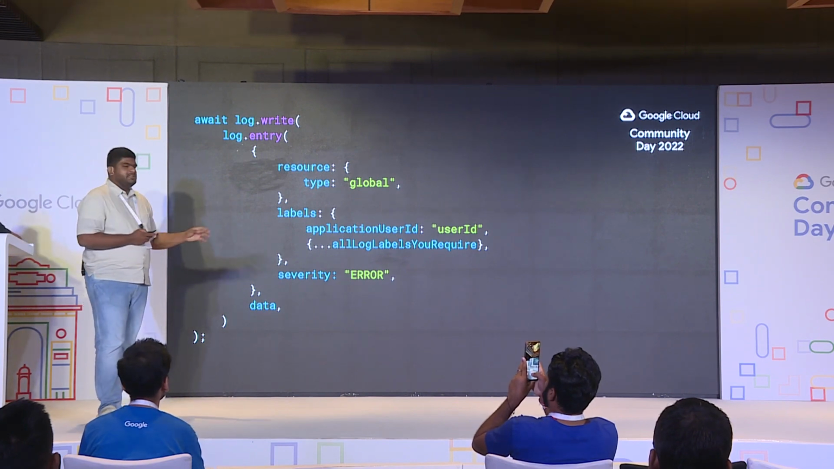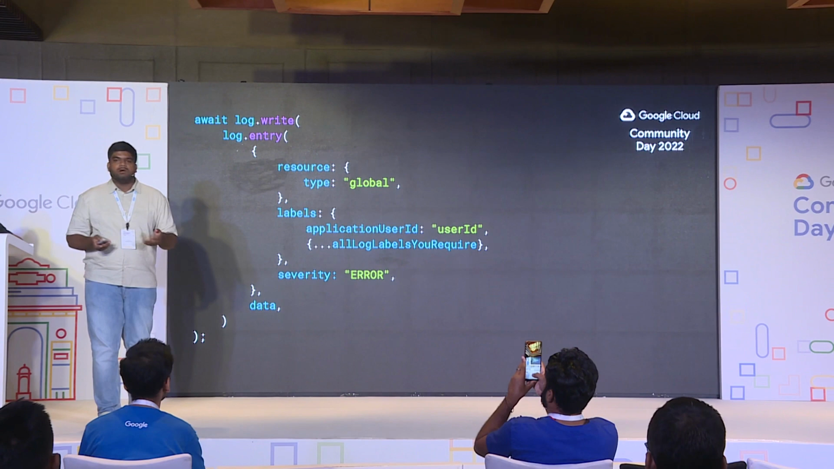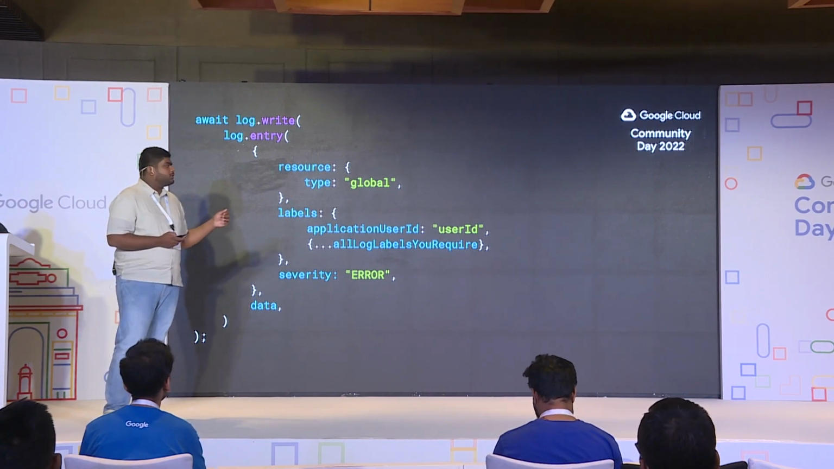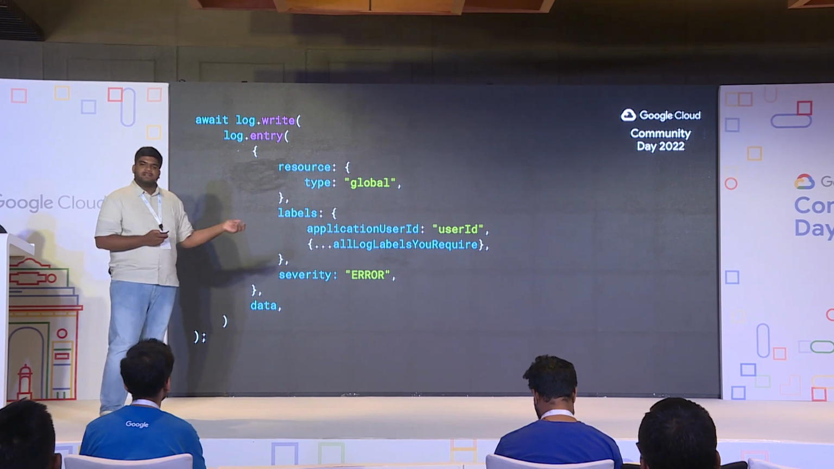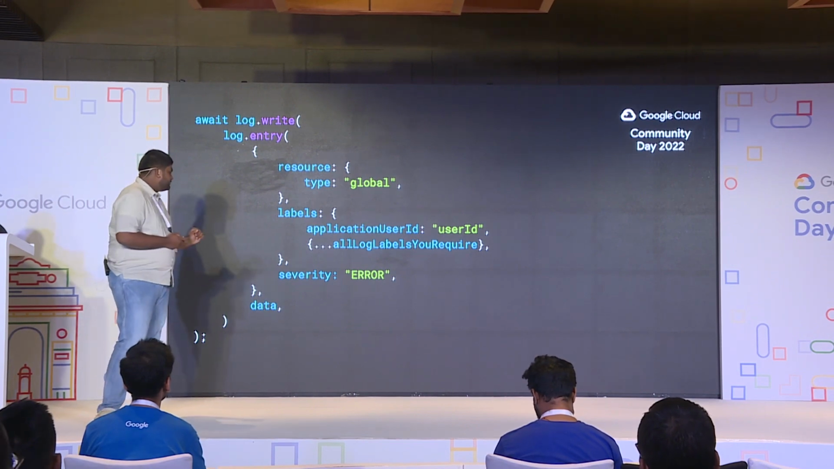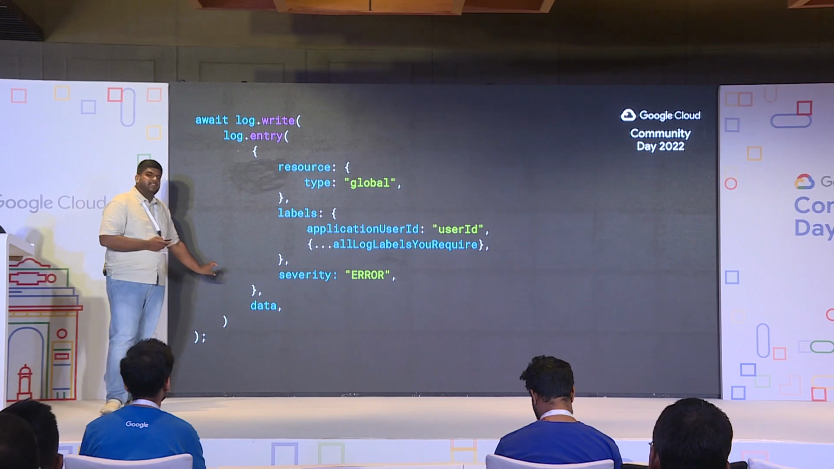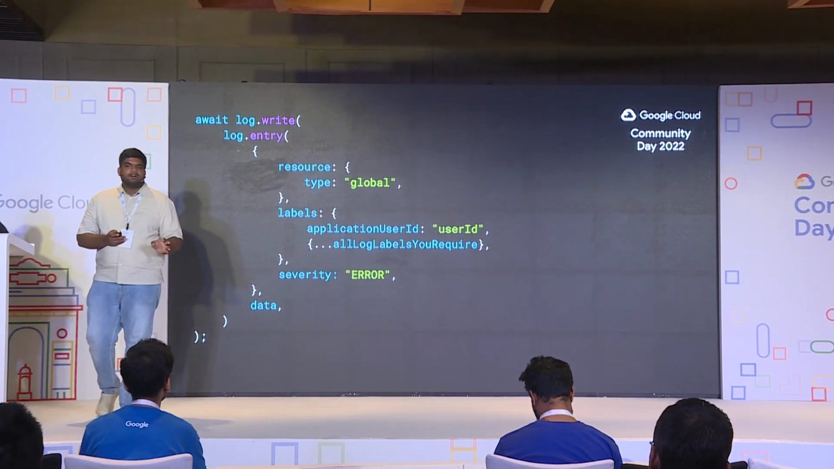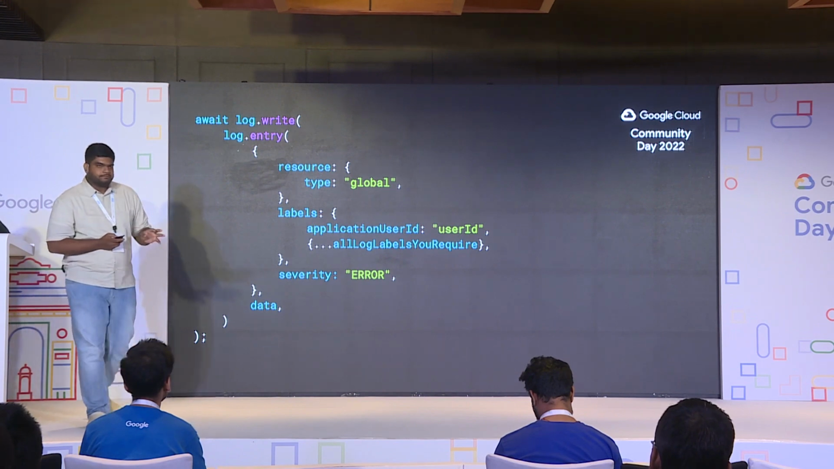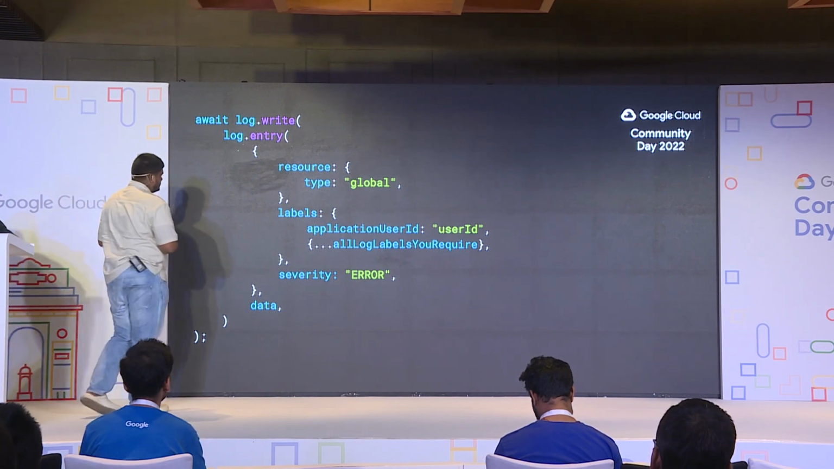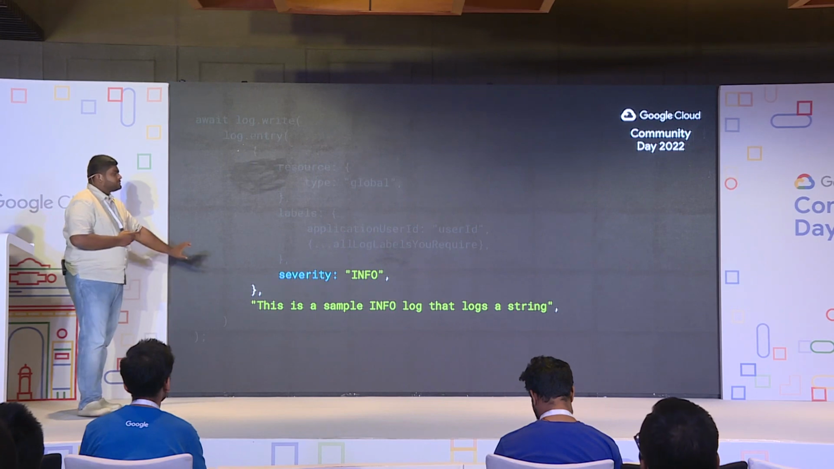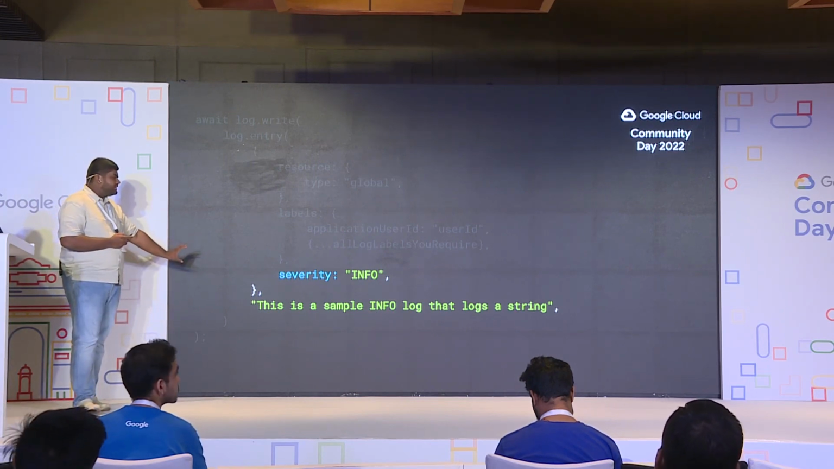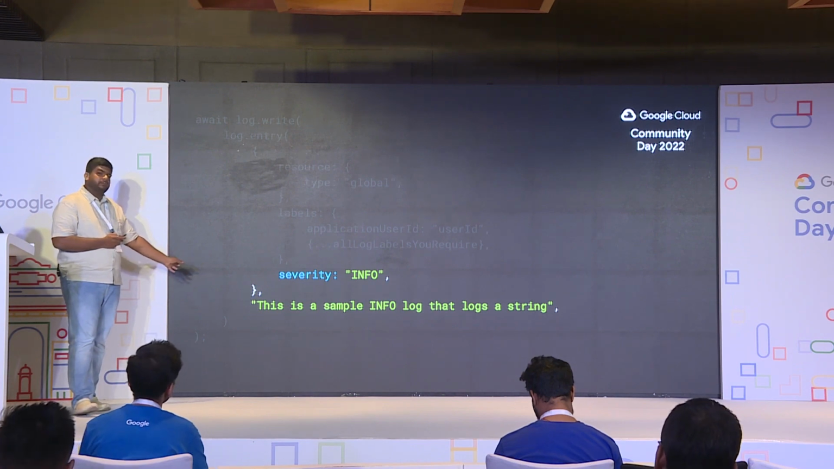And severity would be error, info, based on the severity of the logs. I will talk about severity in detail in the best practices section. And finally, this is the main part. This is the data that you want to log, and this data can be either a string or a JSON. So just focus on these two things right now: one is severity and the other is the data that you need to log.